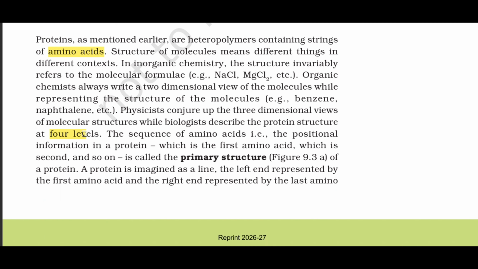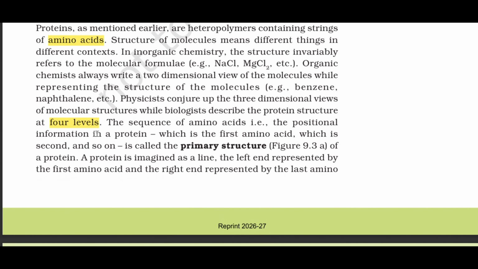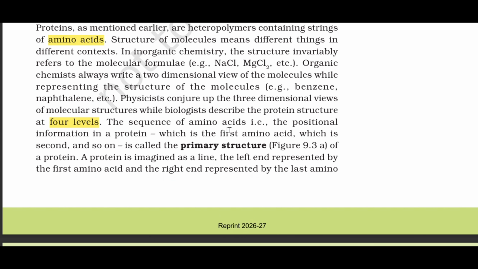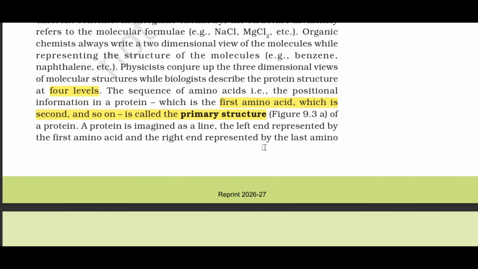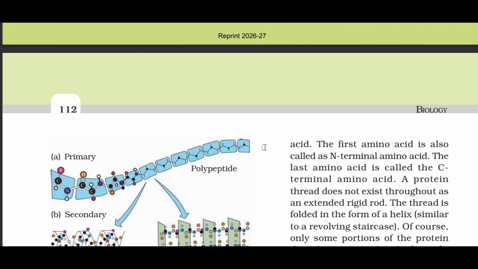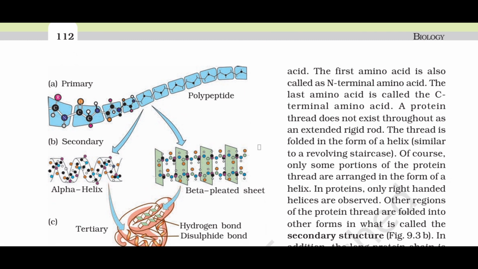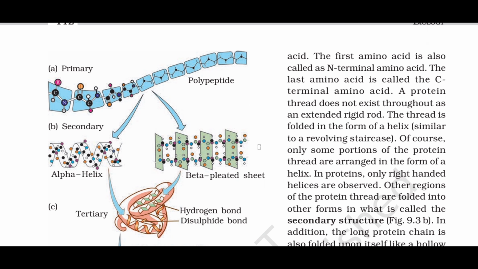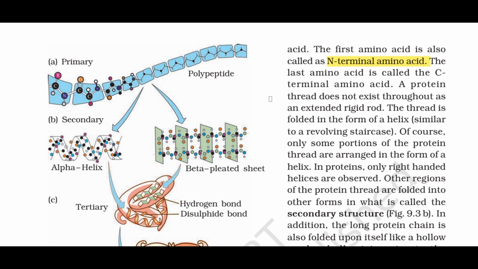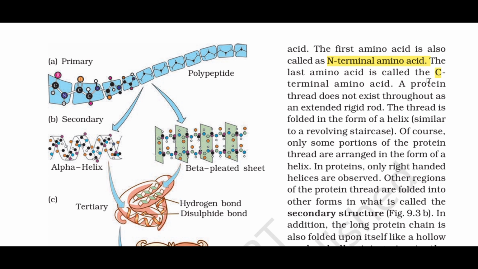The sequence of amino acids, i.e., the positional information in a protein, which is the first amino acid, which is second, and so on, is called the primary structure, Figure 9.3a, of a protein. A protein is imagined as a line, the left end represented by the first amino acid and the right end represented by the last amino acid. The first amino acid is also called the N-terminal amino acid. The last amino acid is called the C-terminal amino acid.